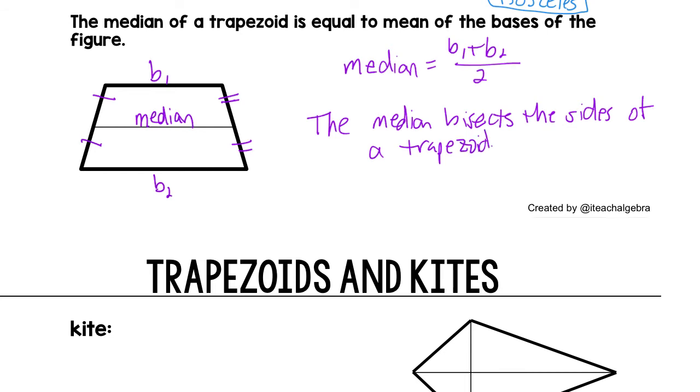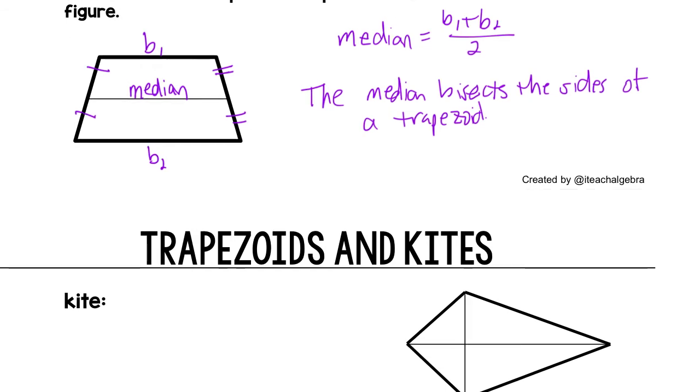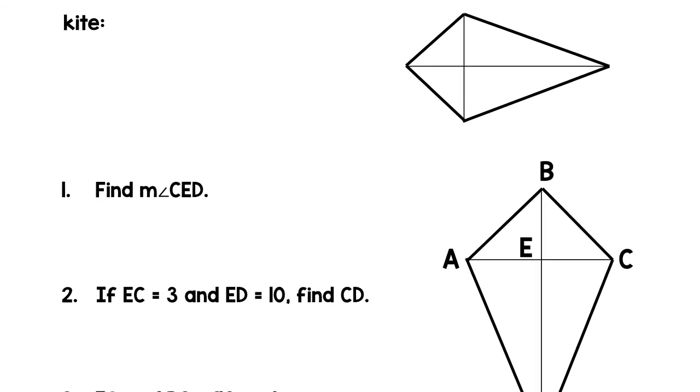All right. That is all we're going to know about trapezoids. We're moving on to kites. It looks like a kite, right? It's what you'd think it is. A kite, by definition, is a quadrilateral with two pairs of congruent consecutive sides.